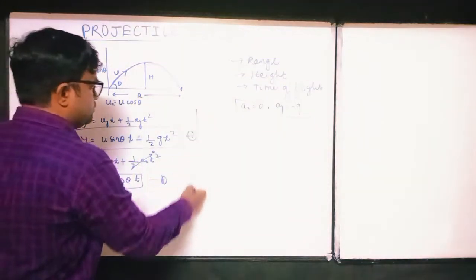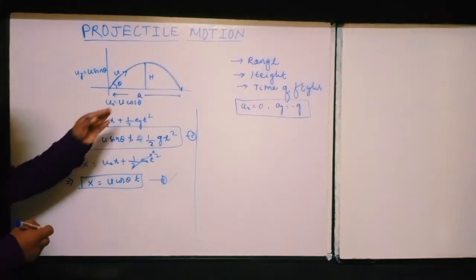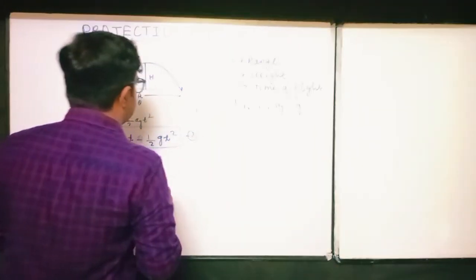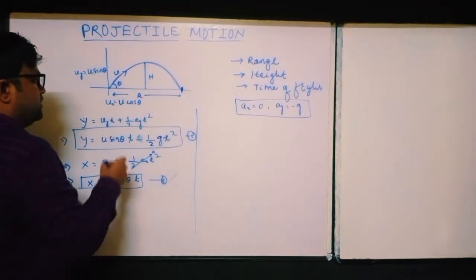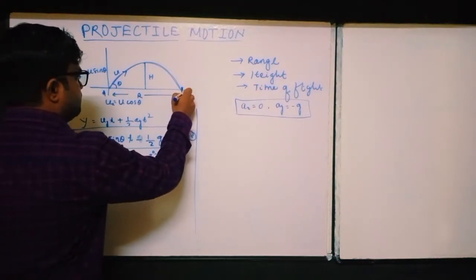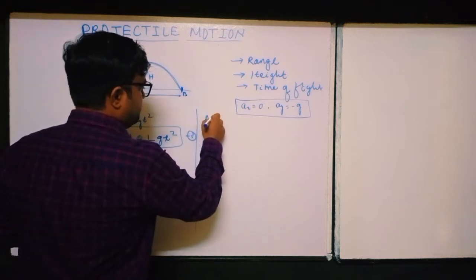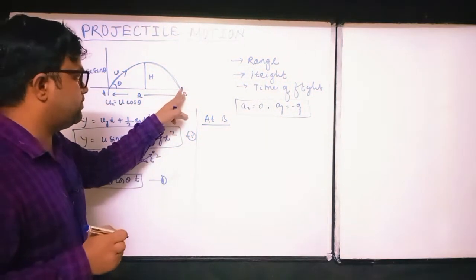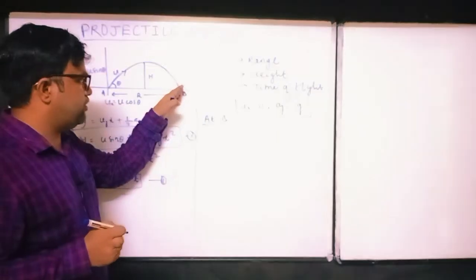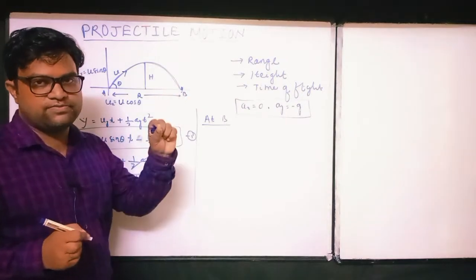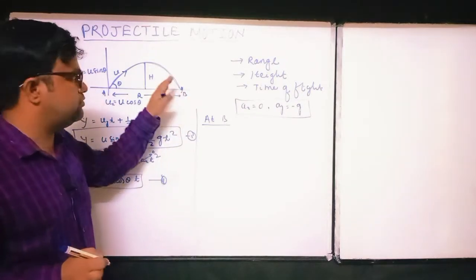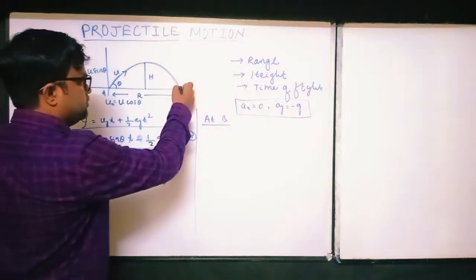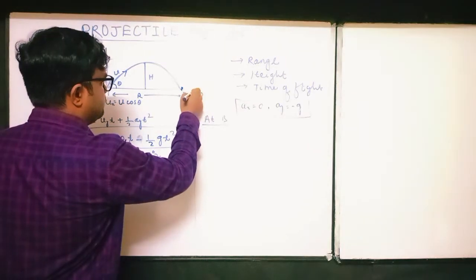Now we'll find out the time of flight. So let us find out the time of flight first. For that, let us choose one point. Let's say this is point A, this is point B. At point B, what will happen? Just look at the coordinate here, point B. At point B, the y coordinate will become 0. The y displacement will become 0. Yes or no? Because it's coming and touching the ground again here. So at this position, your y coordinate will become 0.